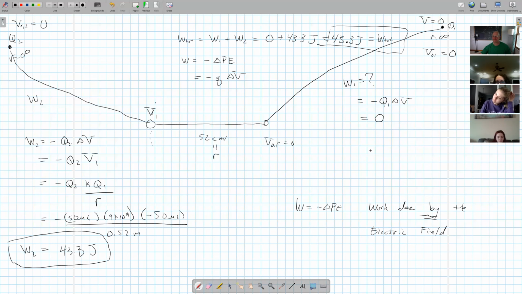And I picked on Tara last time, so Emma, since you haven't answered anything yet, I'm going to pick on you this time. So what do you think? Did the electric field do it, or did I have to do it? What do you think? I think the electric field did it. Good, that's right. So when the work is positive, that means that the electric field did it.